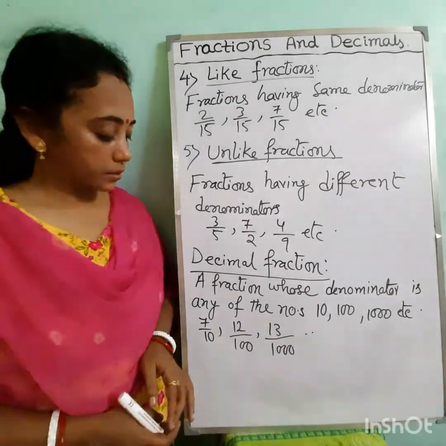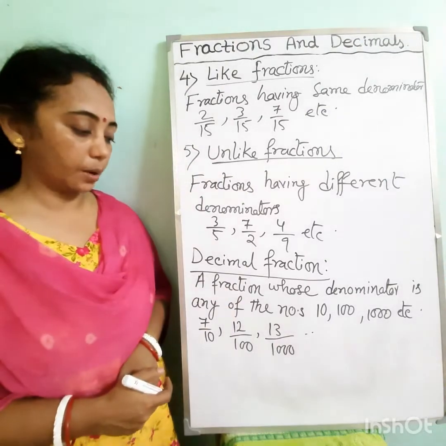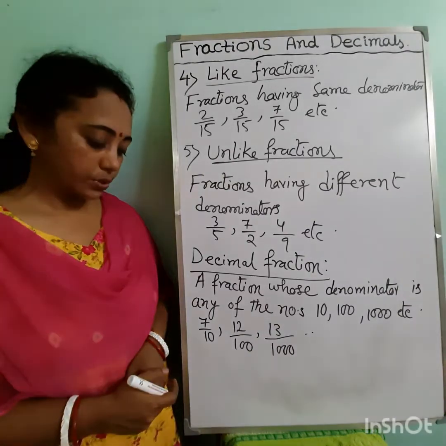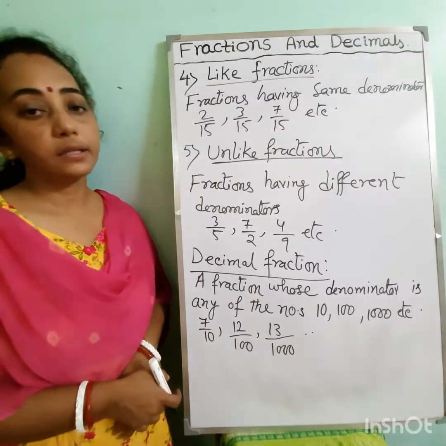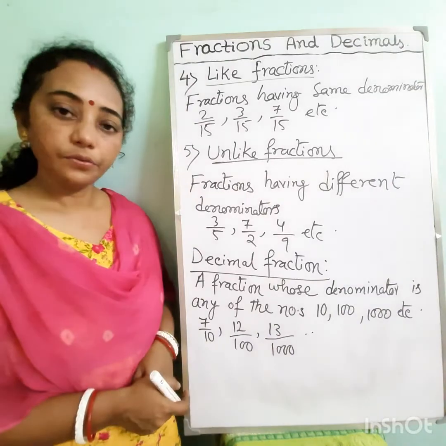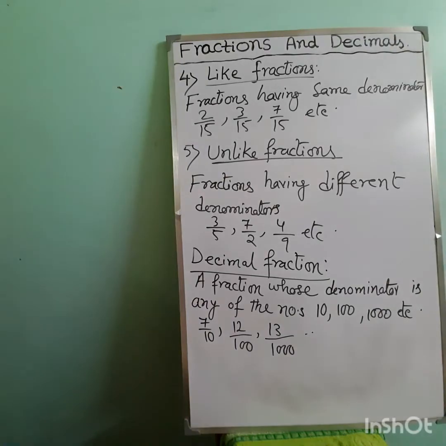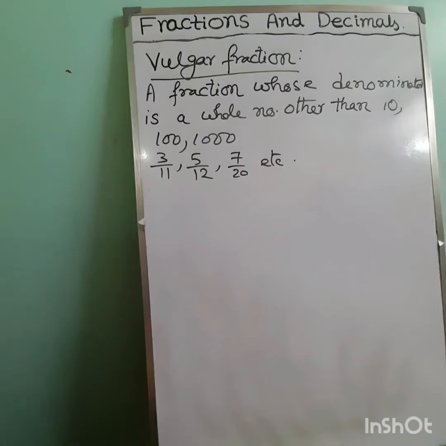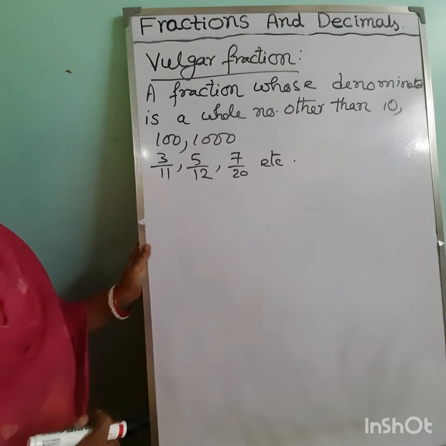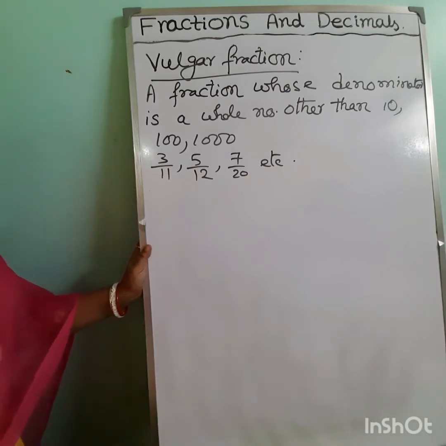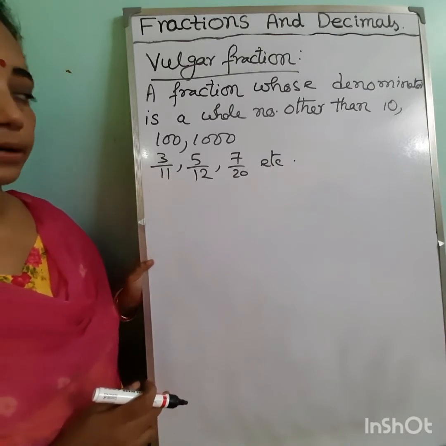Come to another type of fractions, that is decimal fractions. A fraction whose denominator is any of the numbers 10, 100, 1000, etc. For example, 7 by 10, 12 by 100, 13 by 1000. These are examples of decimal fractions. Vulgar fractions: a fraction whose denominator is a whole number other than 10, 100, 1000 is called a vulgar fraction. For example, 3 by 11, 5 by 12, 7 by 20, etc.